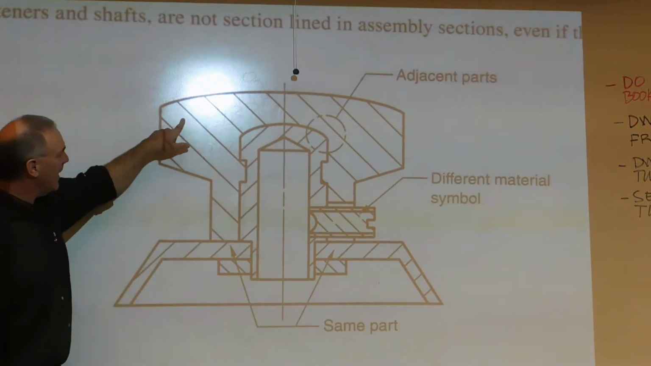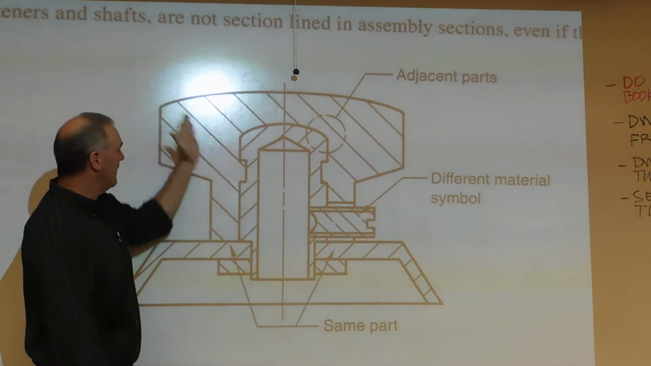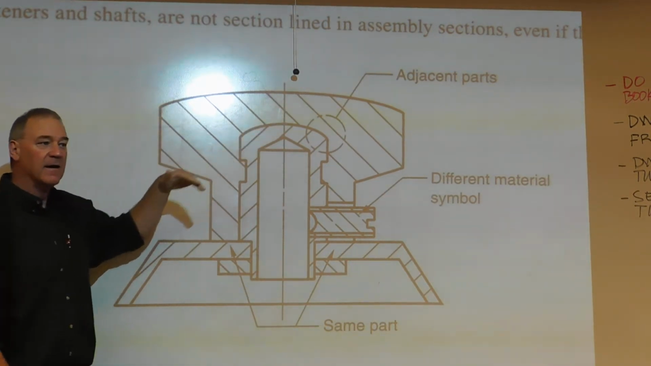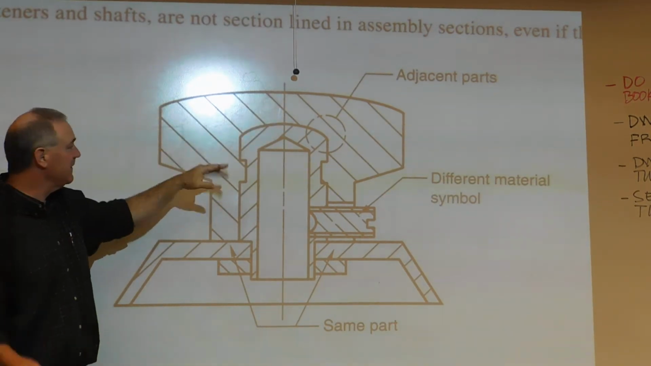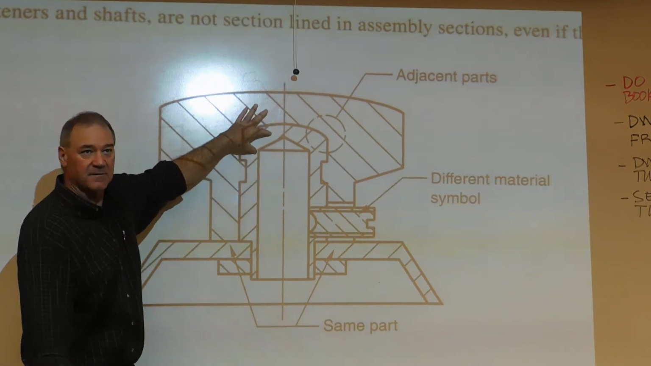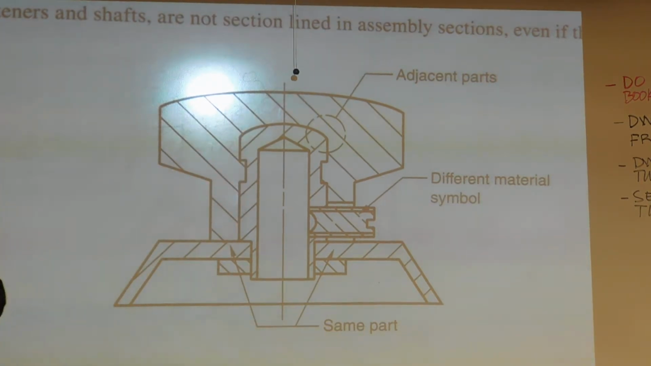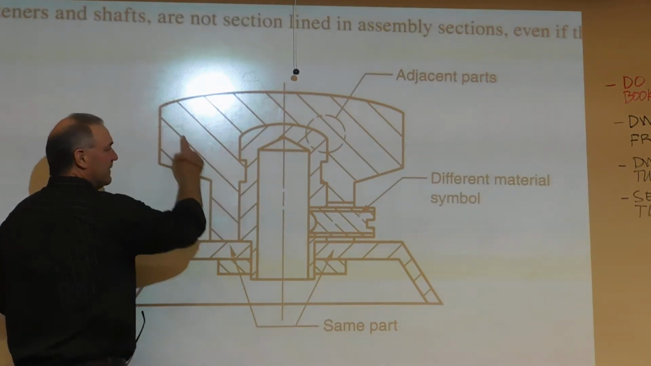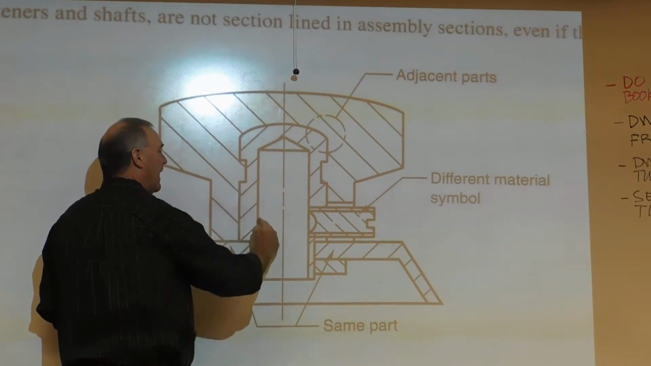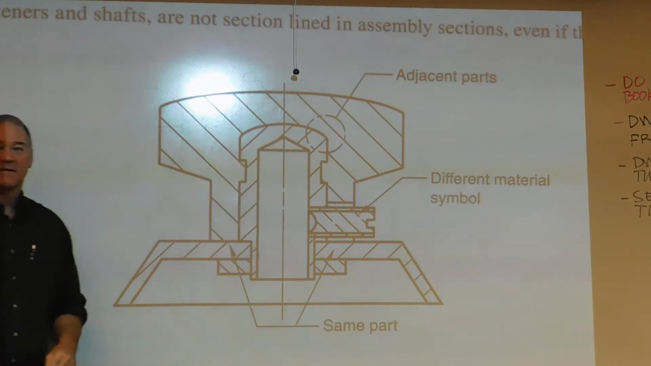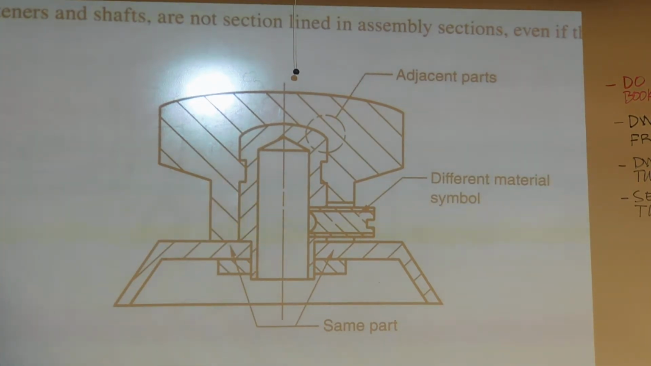Now, it's still the same pattern, right? This one's going 45 that way, that's going 45 that way. And that may be, but I'm going to say this is cast iron and this is also cast iron, but they're two different parts. They're just made out of the same material. What I can't have is one going this way, have an object line, and leave that pattern going the same way. Because that says they're both the same part and the same material. And we can't have that.